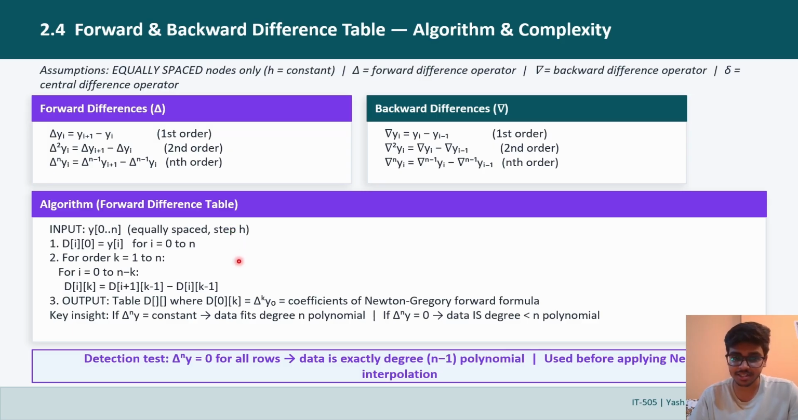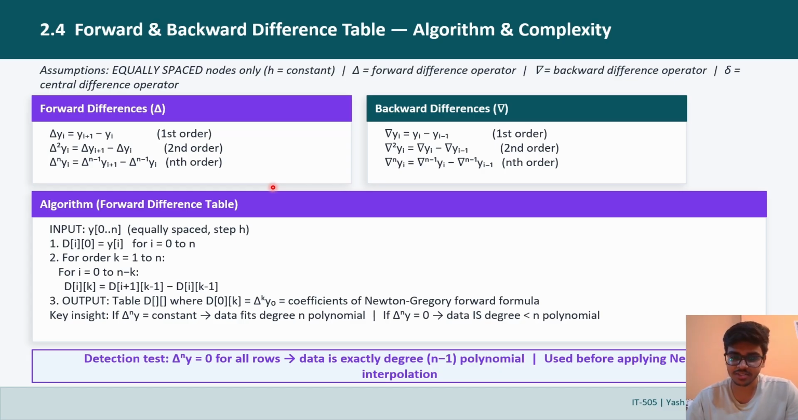The result d0k for each k gives delta to the k of y0, the top diagonal entry at each column. A very useful detection property: if the nth order differences are all 0, the data is exactly a polynomial of degree less than n. If they are approximately constant, the data is approximately a degree n polynomial. This is how we determine the degree of the underlying function from the data table alone.